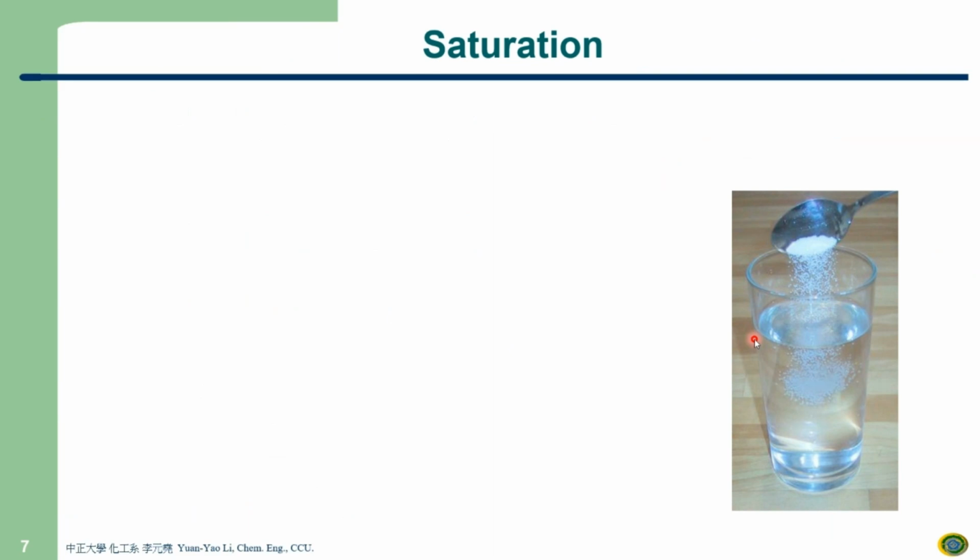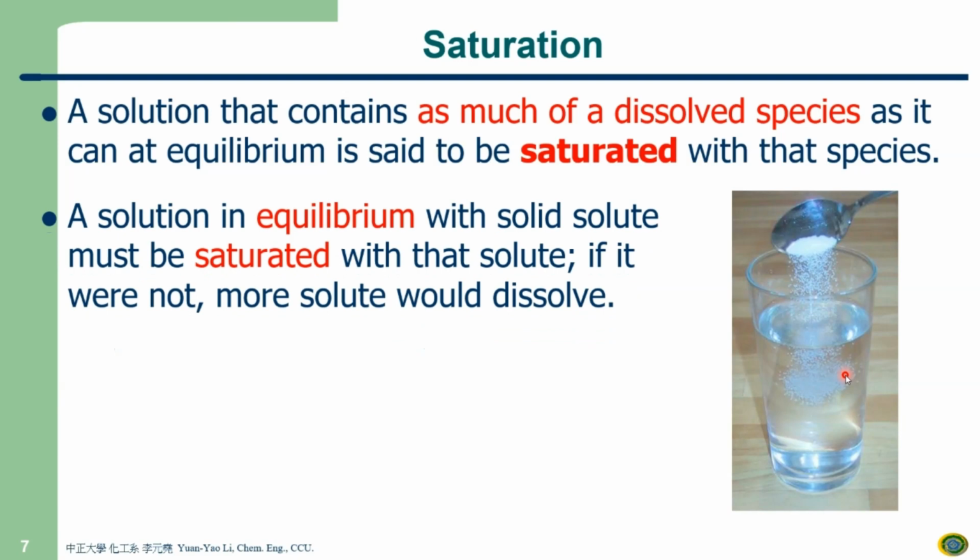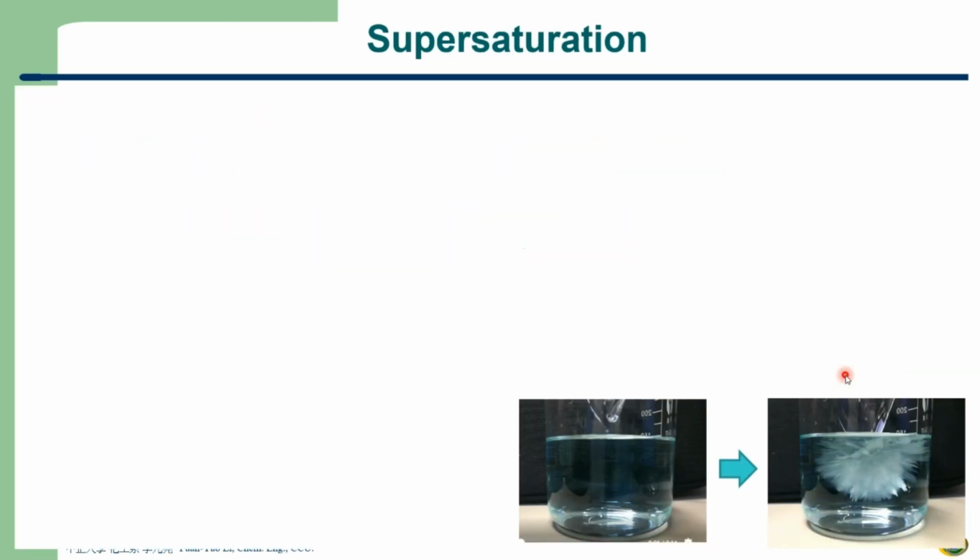And the other term is called saturation. A solution that contains as much of the dissolved species as it can at equilibrium is said to be saturated. If you keep putting sugar and salt into the water, eventually you will get saturated, so there's no more. The water can take no more sugar or salt. The solution in equilibrium with the solid must be saturated with that solute. If it were not, more solute would be dissolved. That's of course.